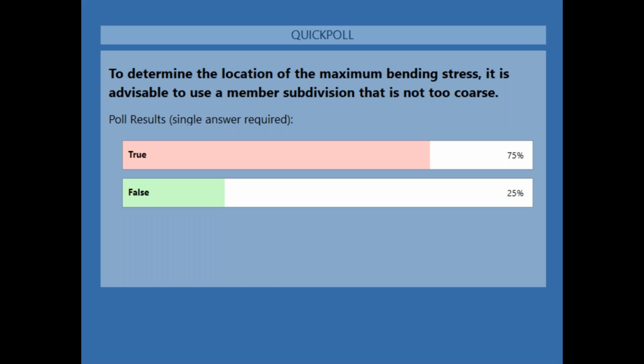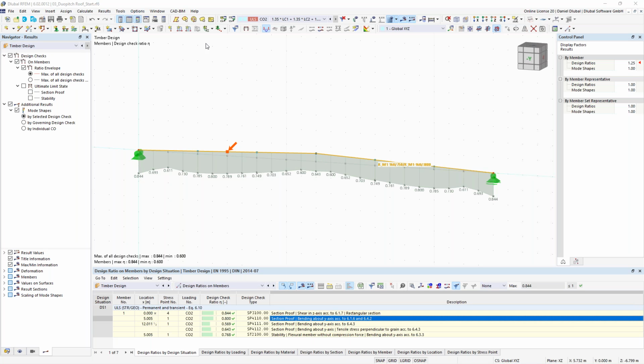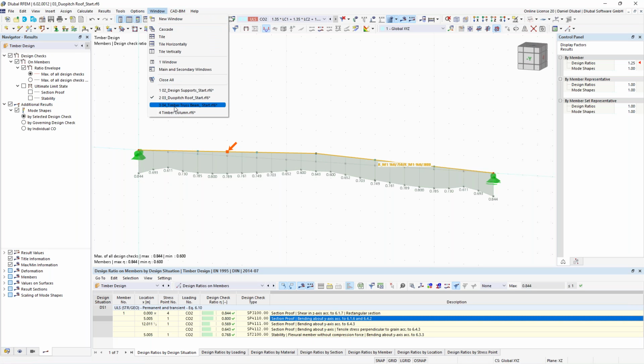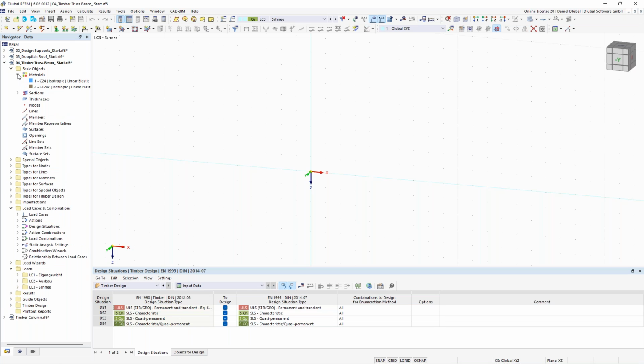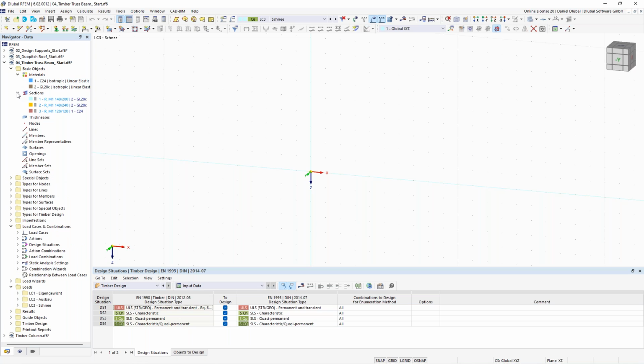Okay, good. So now let's go to the last example. Now we will model a truss with the help of some member representatives. So I go here again to the timber truss beam, or timber truss, means the same. Again, I have already created some materials, some sections, and also some load cases with the German names, but we can also change it to English, or you will learn a little German today. So Eigengewicht means self-weight, Ausbau is a permanent load, and Schnee is snow.